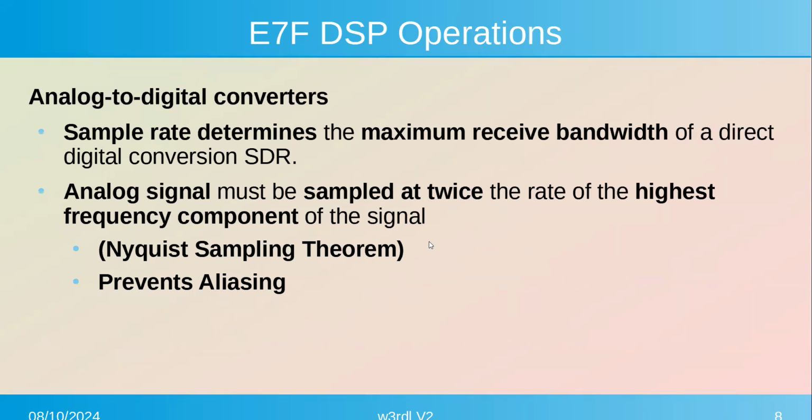Okay. There's 2 basic things for an analog to digital converter. One is the sample rate, which obviously determines the maximum bandwidth that you can operate on, because the sample rate needs to be at least twice whatever that frequency is. Otherwise, you get what's called aliasing, so it'll appear to be a lower frequency than it actually is.